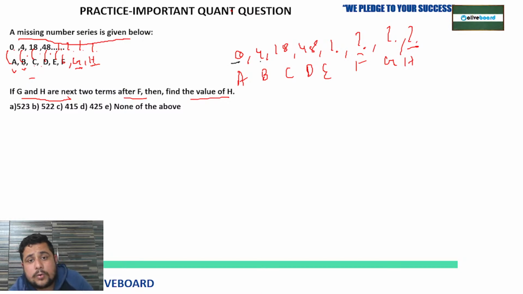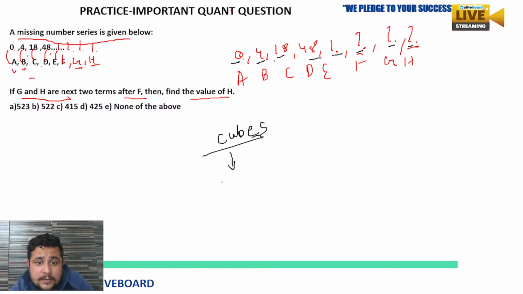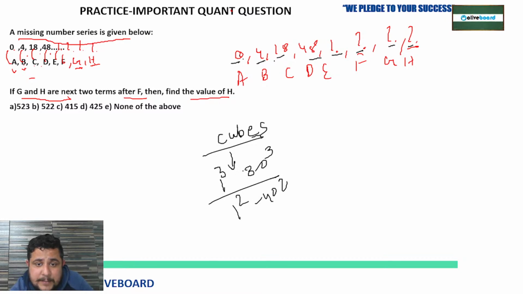Now 0, 4, 18, 48, question mark, question mark, question mark: these are the four missing terms. So first of all you must remember cubes from 1 to 30, and squares from 1 to 40. You must keep that in your mind.